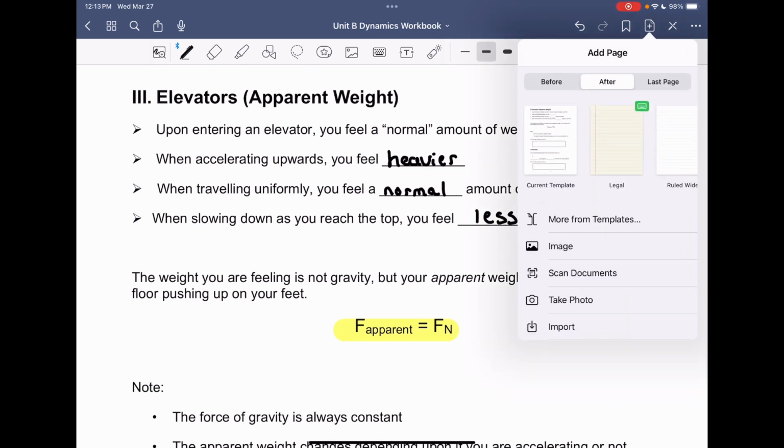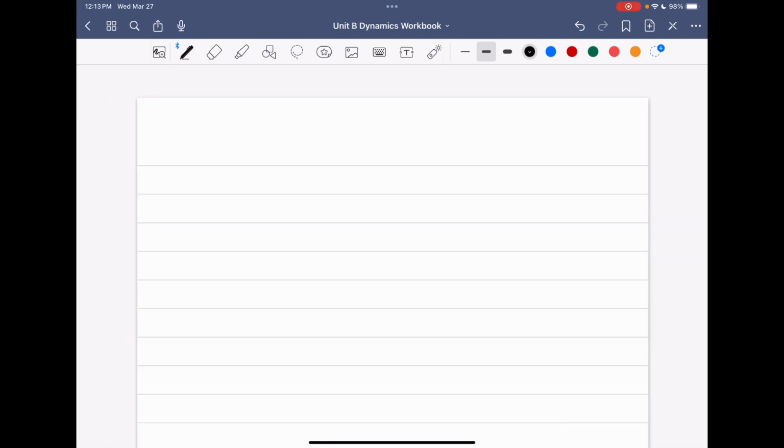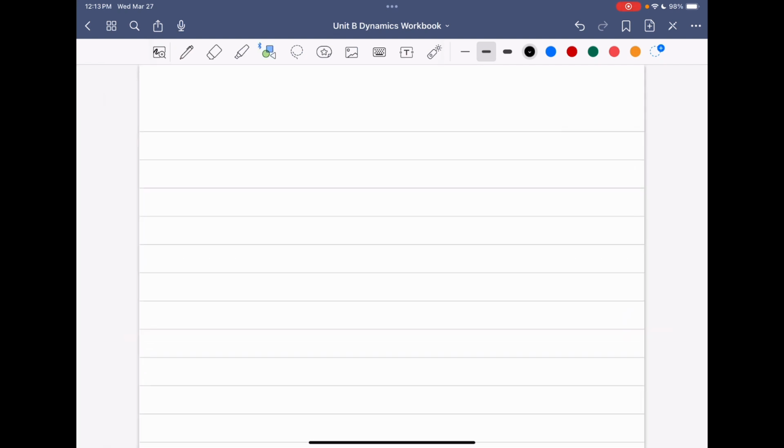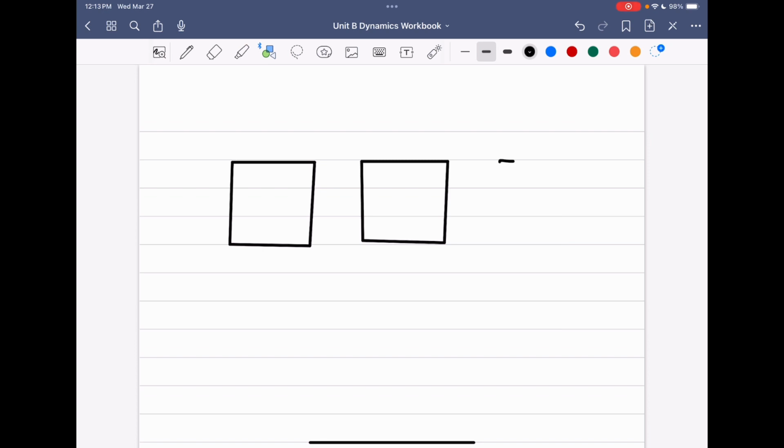So what I'm going to do is open up another page here and draw the three following boxes. I highly recommend you do this as well. I'm going to draw one box representing the first situation, a second box representing the second situation, and then a third box representing the third situation. Okay, and I'll even number these: this is situation 1, situation 2, and situation 3.